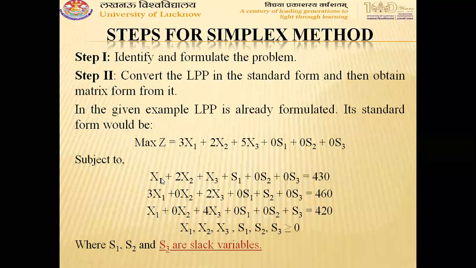And the constraints in standard form will become x1 + 2x2 + x3 + s1 + 0s2 + 0s3 = 430. 3x1 + 0x2 + 2x3 + 0s1 + s2 + 0s3 = 460. And 4x1 + 0x2 + 4x3 + 0s1 + 0s2 + s3 = 420. Decision variables were already non-negatively restricted, and slack variables are also non-negatively restricted variables. So here we can see that all the variables are non-negatively restricted.